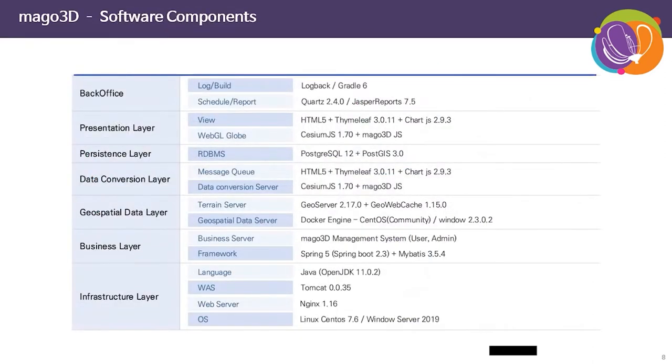This table shows the current version of every open source project we currently use for mago3D. As you see, we massively use various kinds of open source projects for mago3D. It's really great because it's all open source. However, at the same time, this increases the dependencies on other open source projects as well. So mago3D is getting more and more complicated as time goes on, and complicated with other projects. That's one of the headaches these days.